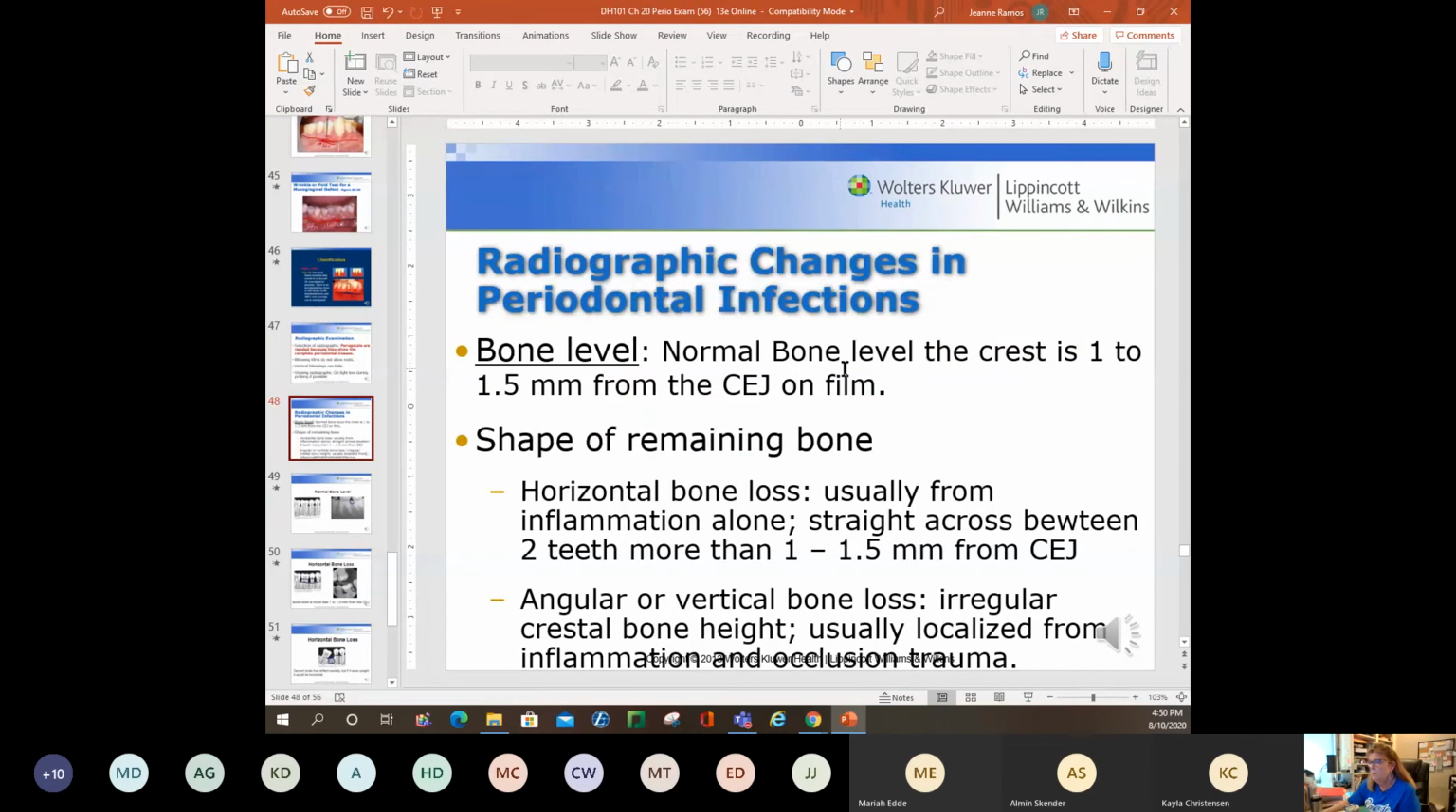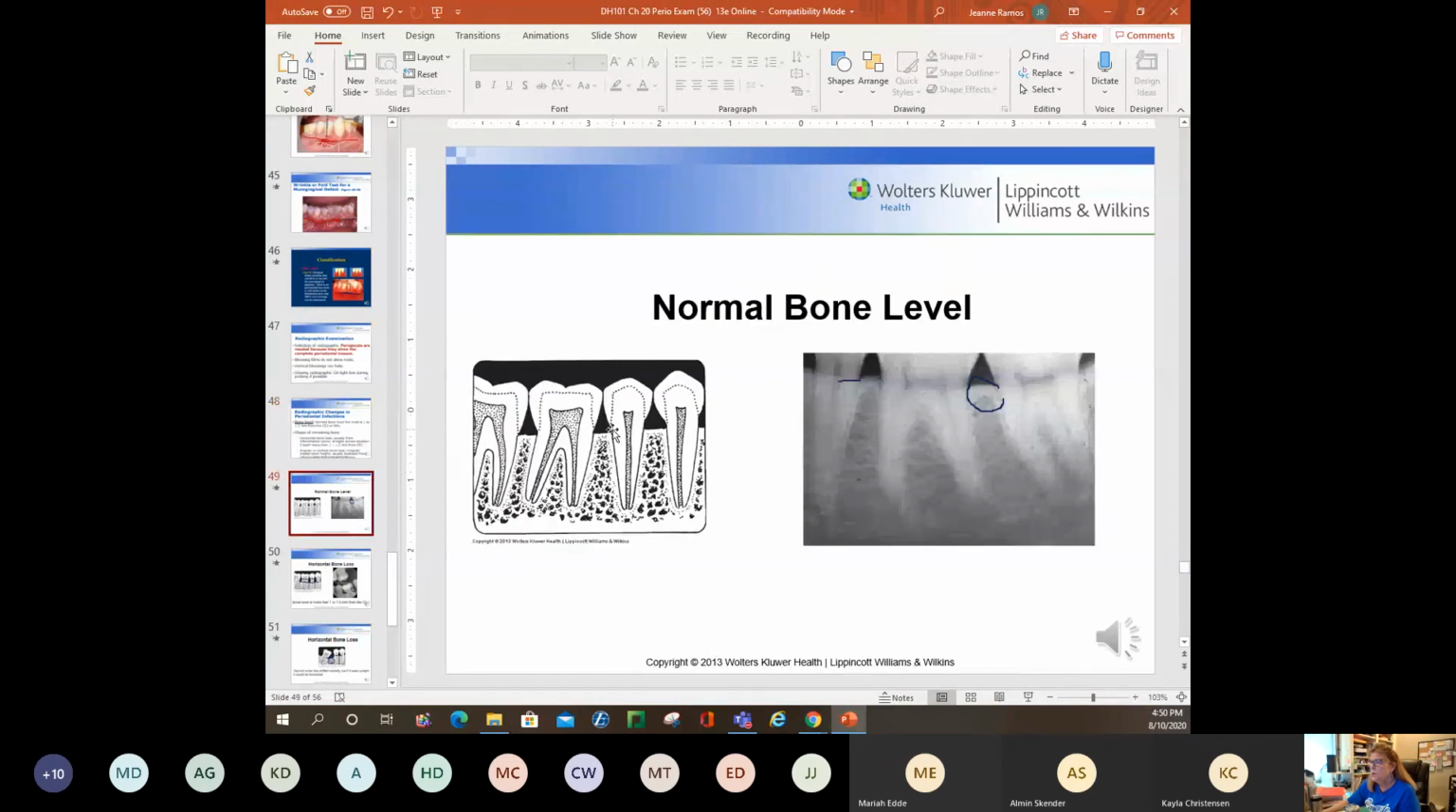So the bone level, the crest, is 1 to 1.5 millimeters from the CEJ on film. So on film, that's where it's supposed to be. You can look at this and say, well, that's not right at the CEJ, they must have bone loss. And no, 1.5 to 2 millimeters. They say 1 to 1.5, but it can be up to 2.